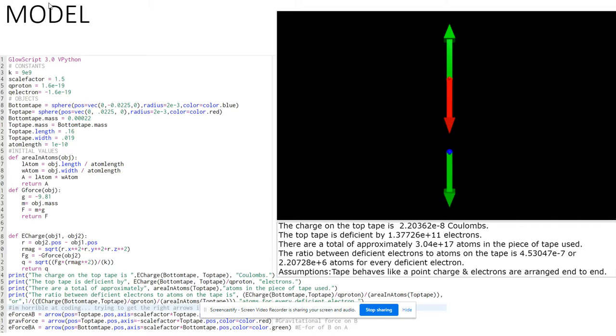The top tape is deficient by 1.37726e+11 electrons. There are a total of approximately 3.04e+17 atoms in the piece of tape used. The ratio between deficient electrons to atoms on the tape is 4.53047e-7, or 2.2072e+6 atoms for every deficient electron. The assumptions that enabled me to perform these calculations were that the tape behaves like a point charge and we assume all electrons are evenly stacked end to end along the tape.